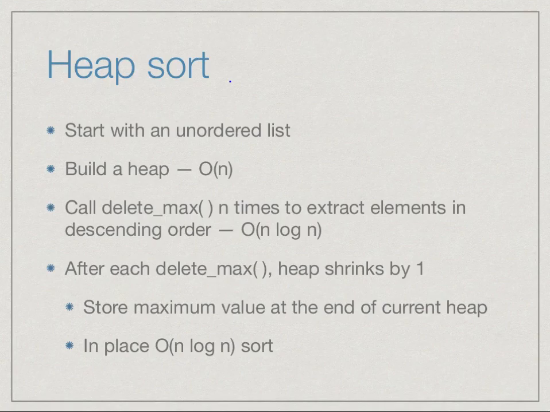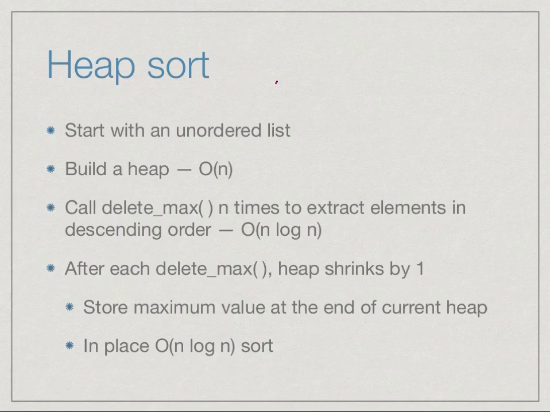A final use of heap is to actually sort. So we are taking out one element at a time, starting with the maximum one. It is natural that if we start with a list, build a heap, and then do n times delete max, we will get the list of values in descending order. So we build a heap in order n time, call delete max n times, and extract the elements in descending order. So we get an order n log n algorithm for heap sort.